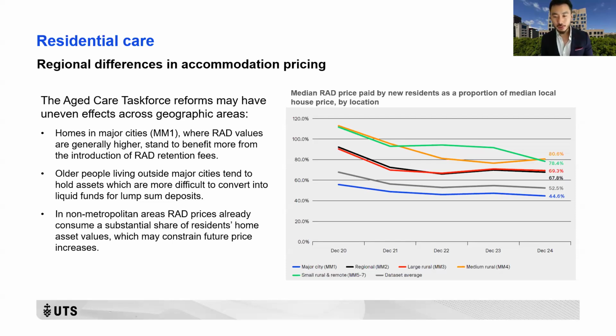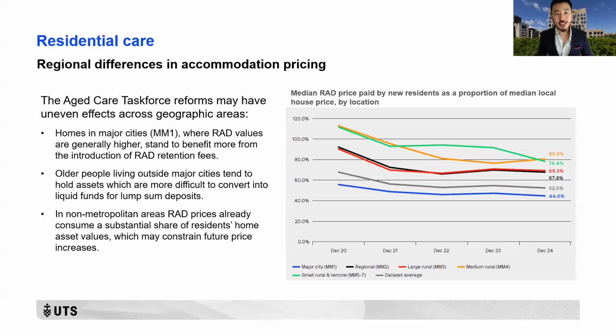What we mean by that is if you look at the graph on the right, what we can see is the RAD price as a percentage of the median local house price across each of the areas. We can see that for major cities in the blue, the RAD price is about 45% of the local house price. That increases to upwards of 70 to 80% once you go into these more regional and rural areas. So these RADs actually take up a higher percentage of the median house price, which does create challenges for older Australians outside of major cities to afford a RAD to go into residential care.